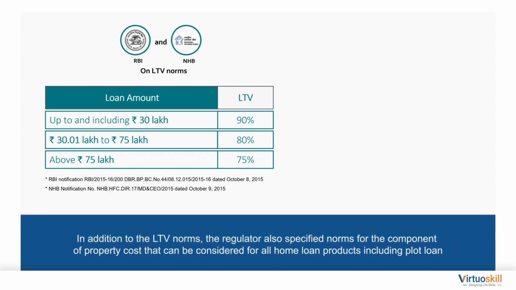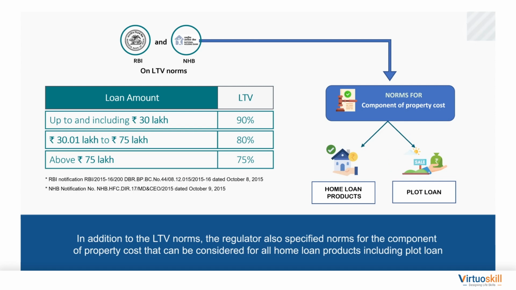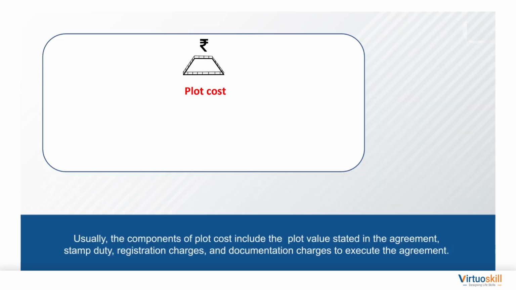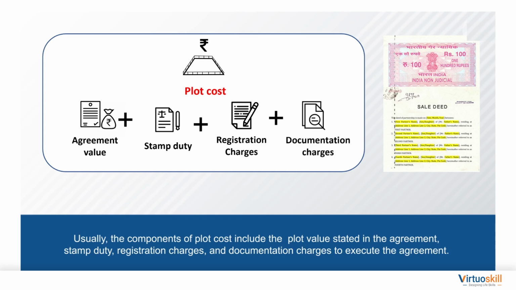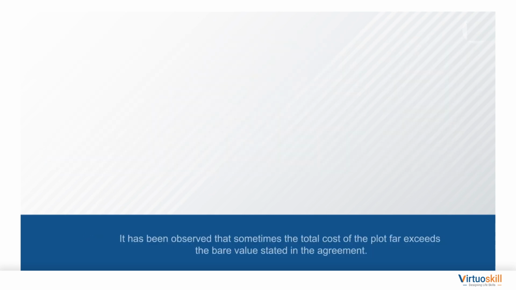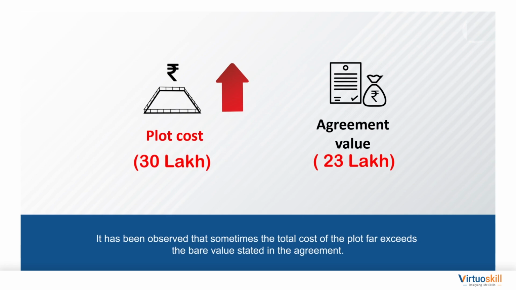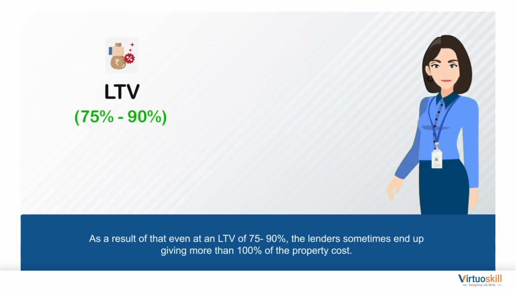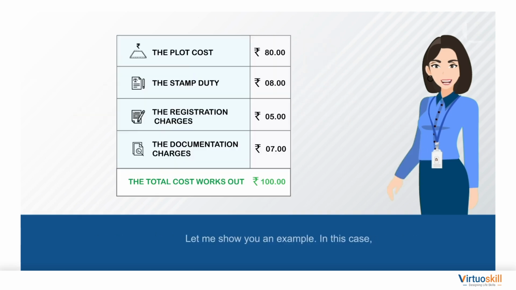In addition to the LTV norms, the regulator also specified norms for the component of property cost that can be considered for all home loan products, including plot loan. Usually, the components of plot cost include the plot value stated in the agreement, stamp duty, registration charges, and documentation charges to execute the agreement. It has been observed that sometimes the total cost of the plot far exceeds the bare value stated in the agreement. As a result of that, even at an LTV of 75 to 90%, the lenders sometimes end up giving more than 100% of the property cost. Let me show you an example.